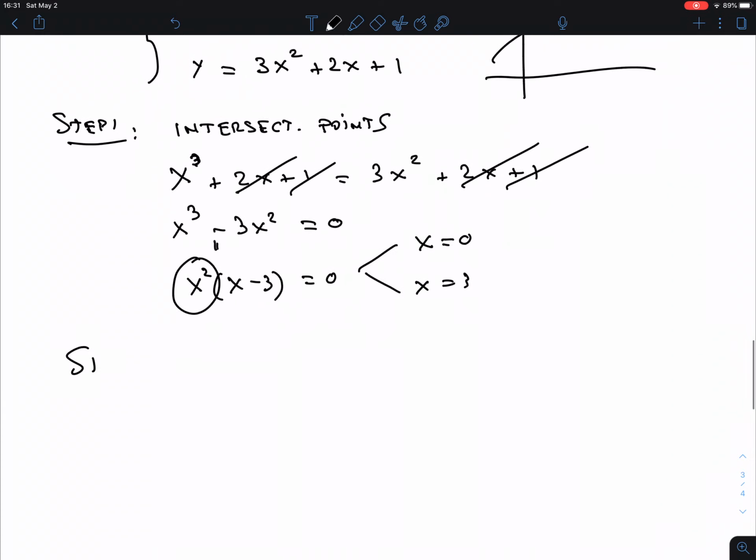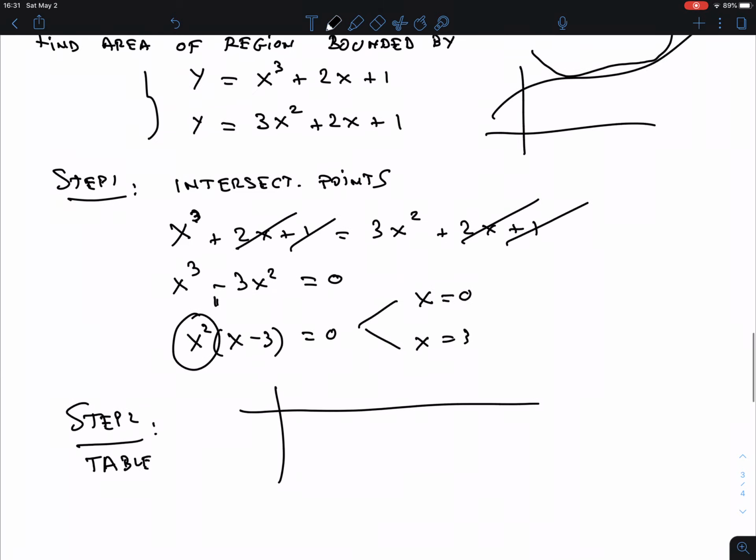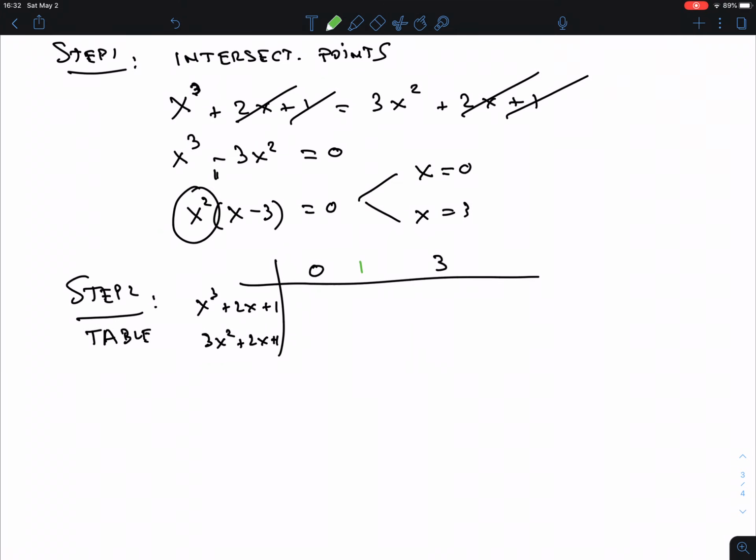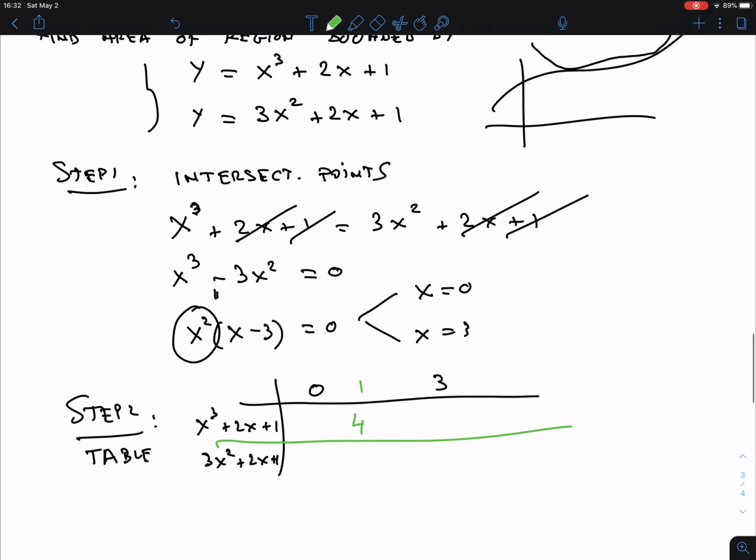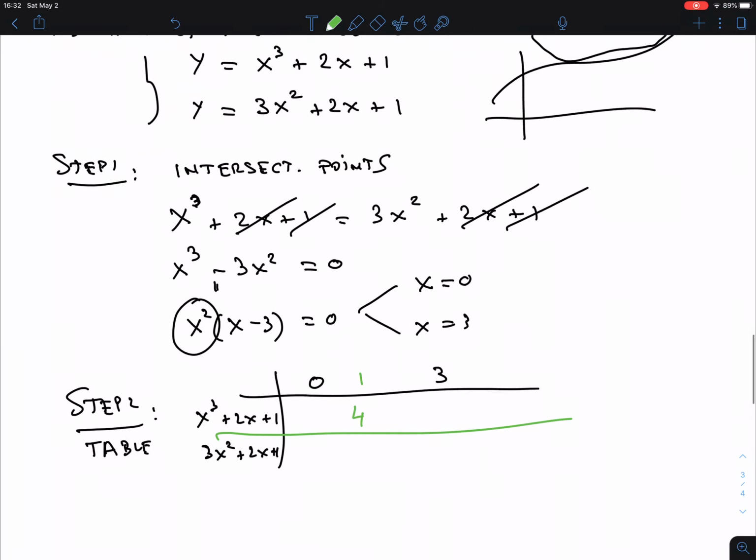Okay, so what is step 2? What's the top, what's the bottom? So we make the table. We have the two equations. Let me give myself a bit more space here. What are the two equations? x cubed plus 2x plus 1 and 3x squared plus 2x plus 1, and we have 0 and 3. So we need a test point. It has to be in between, so for instance 1. I get 1 plus 2 plus 1, that is 4. And this one is 3 plus 2 plus 1, so that's 6.